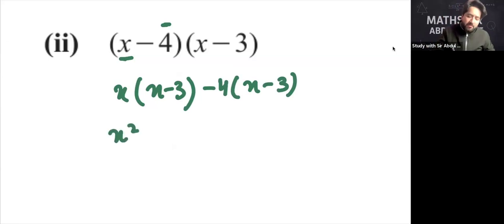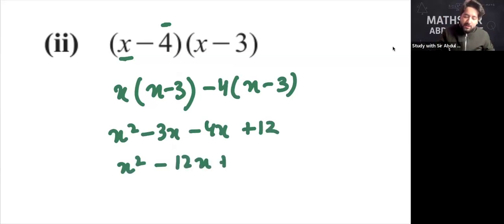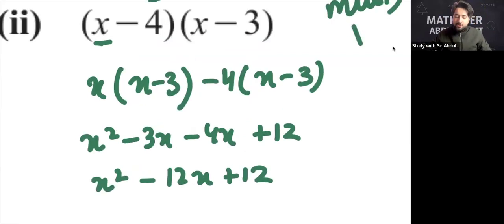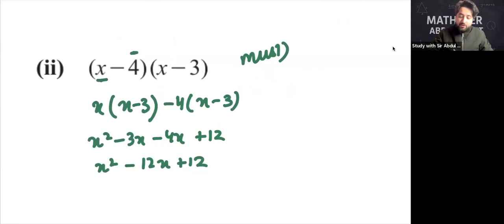So that is x square minus 3x minus 4x plus 12. So the answer is x square minus 12x plus 12. That is what my expanded answer is. And this question in examination is a must. You will see expansion of two brackets and expansion of three brackets in your examination for sure. Every year we see expansion in the paper. And I hope you got the idea of how you can easily ace it.